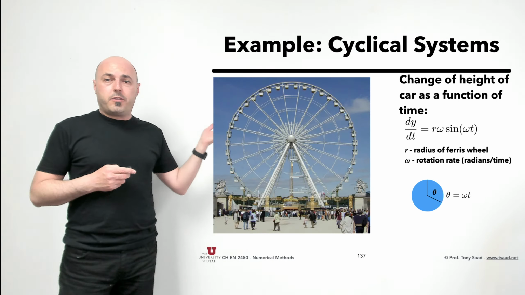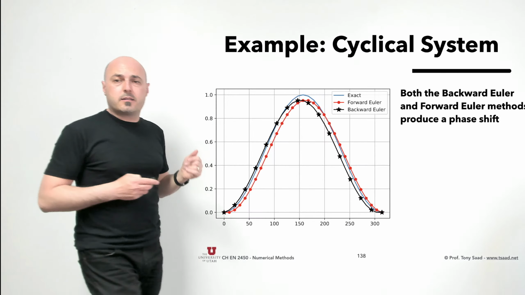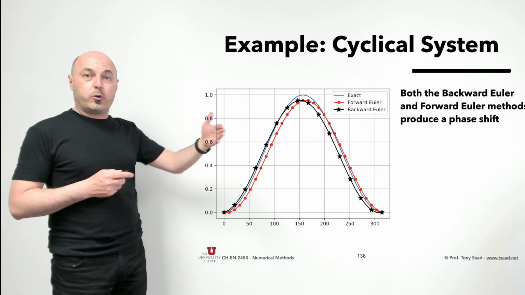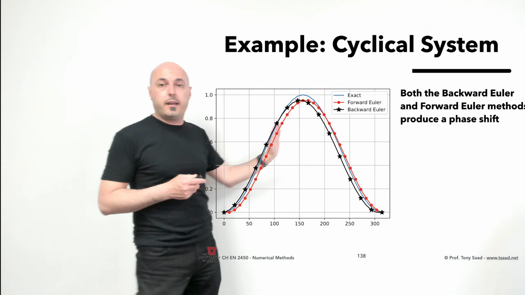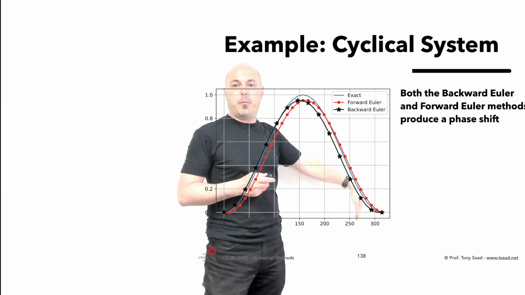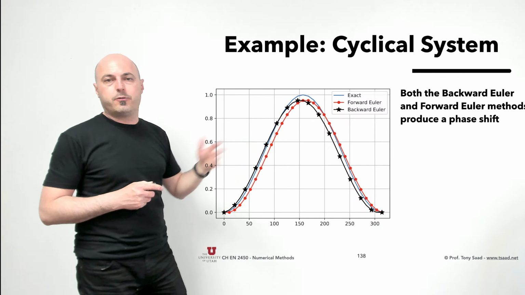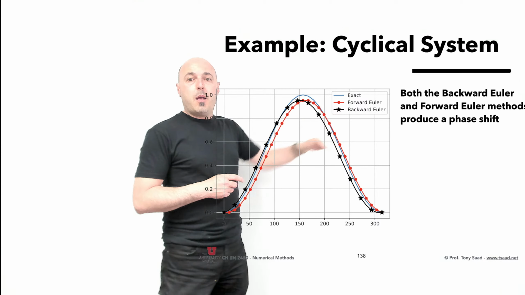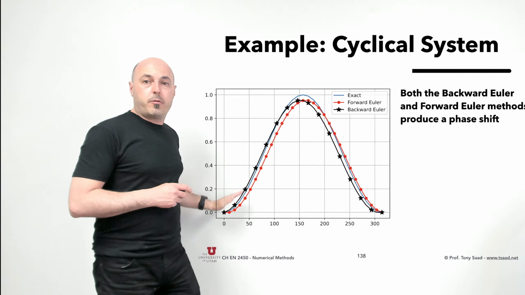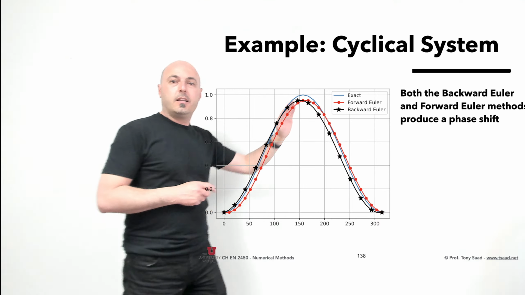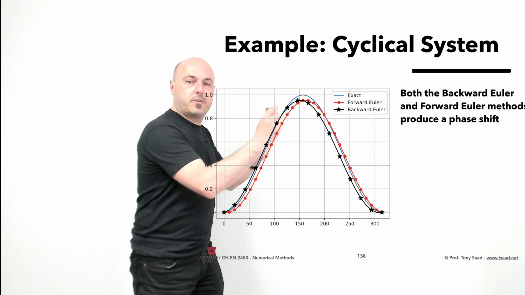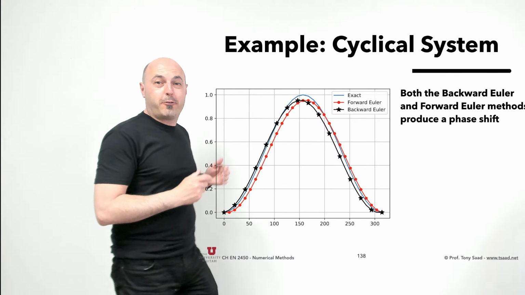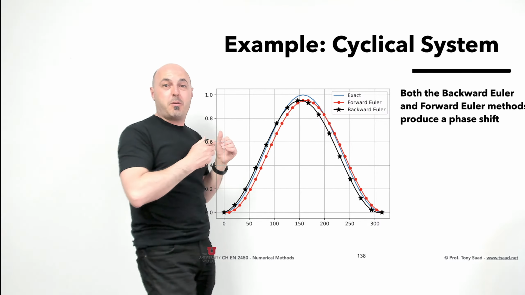Now, for this equation, dy/dt = r omega sine omega t, this is an example of what I get with forward and backward Euler. The blue line is the exact solution for one of those systems. I fixed the value for omega and r, and I solved it, and you get something like the blue line. But if you use the forward Euler method, you're going to get the curve in red, and you see there's a phase shift to the right of the curve. If you do the backward Euler method, you have a phase shift to the back.